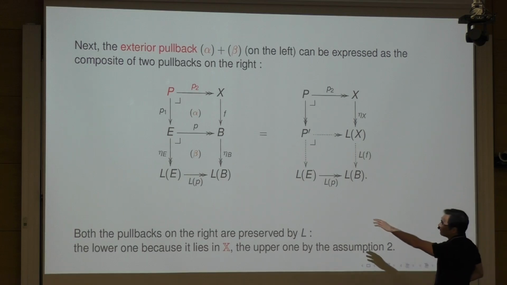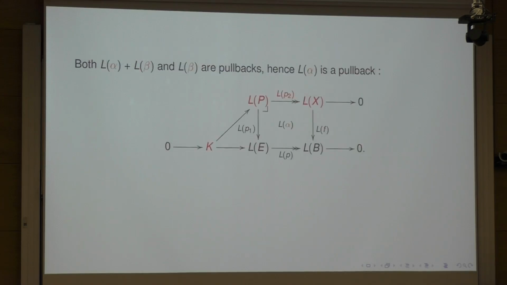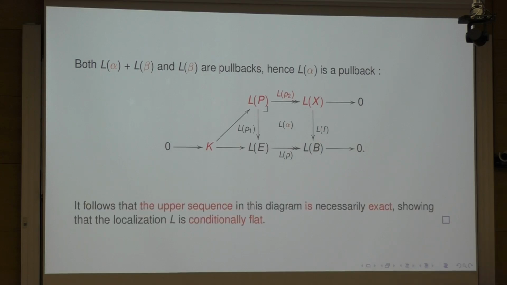And of course, if you look on the left, beta will also be preserved by the localization because you have vertical maps that will be inverted. So we are essentially done, because if we have both L alpha plus L beta and L beta that are pullbacks, then by the usual associativity of pullbacks, you deduce that L of alpha is a pullback. We know that the lower sequence is exact. L of alpha is a pullback. And so we are done. We conclude that the upper sequence in the diagram is necessarily exact, showing that the localization is conditionally flat. So it's exactly the same property as preserving this type of pullbacks.